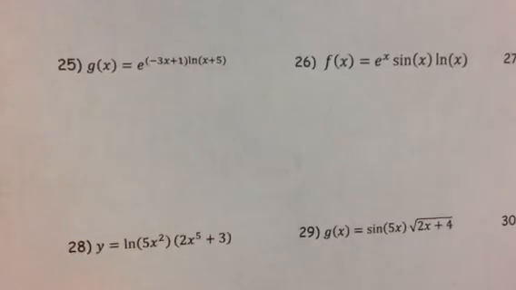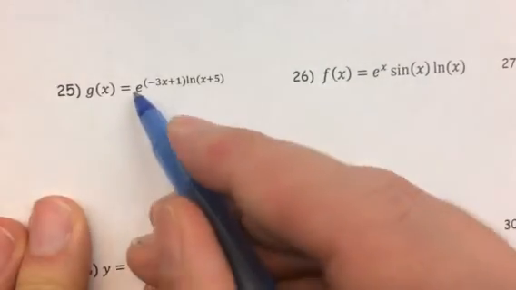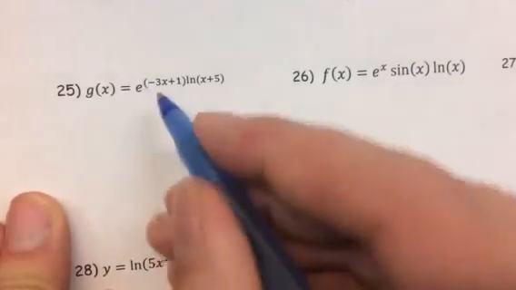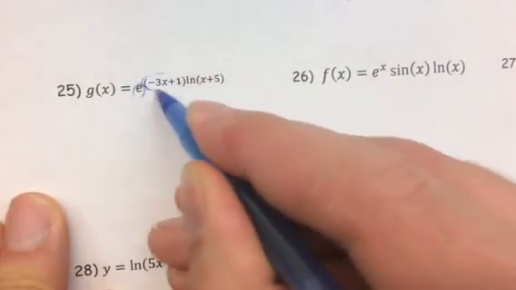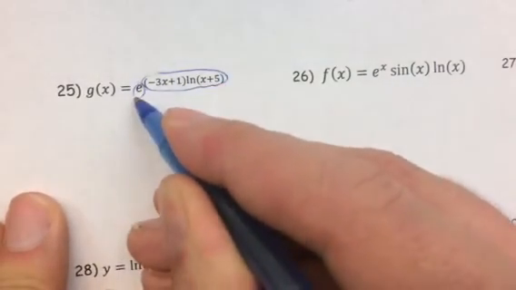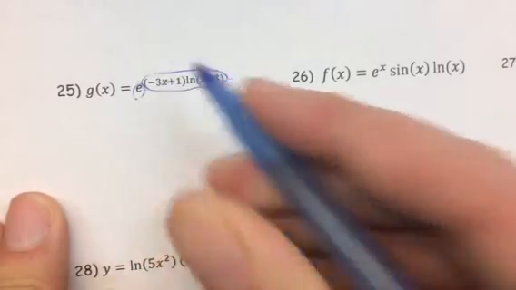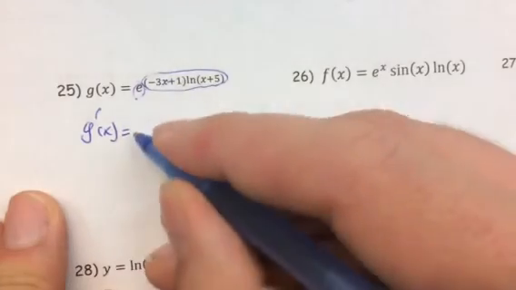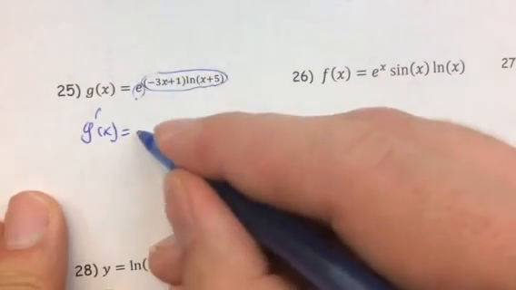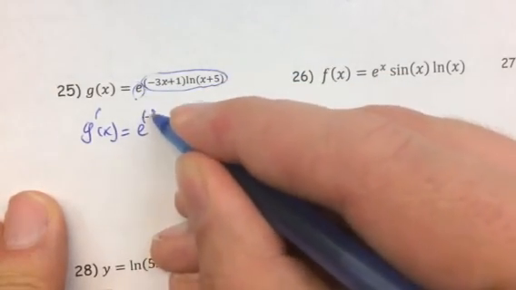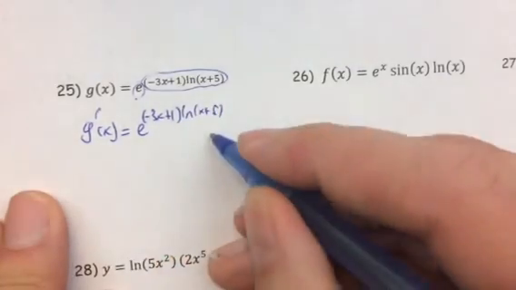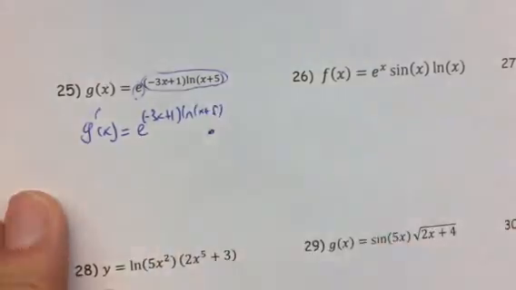Okay, I'll do one more. This is probably the last one I have time for. It's e to the something, and that something is a product. But we have to notice the main thing is it's e to the something. It's a chain rule. So the derivative of e to the something is still e to that something, and then times the derivative of the inside part.